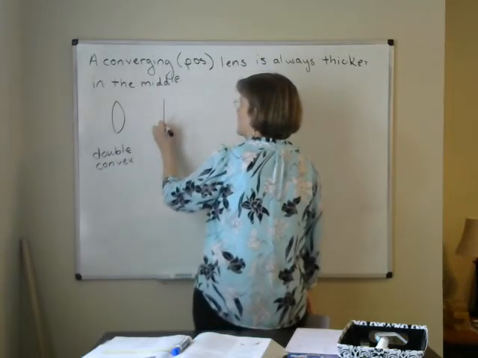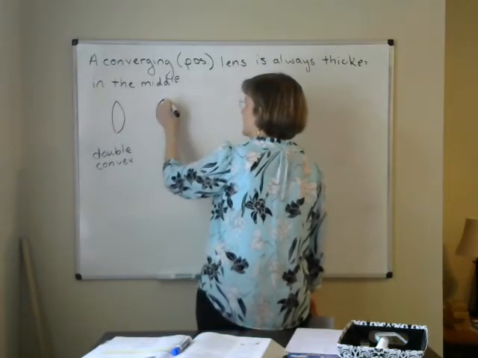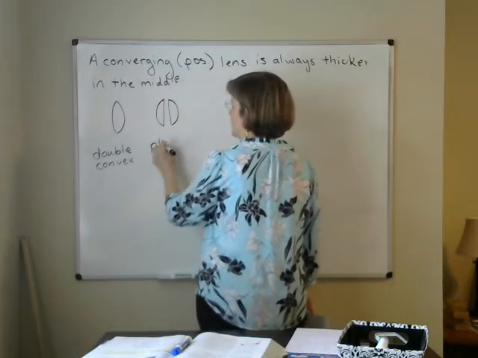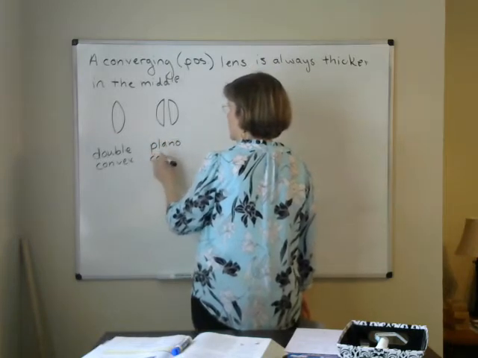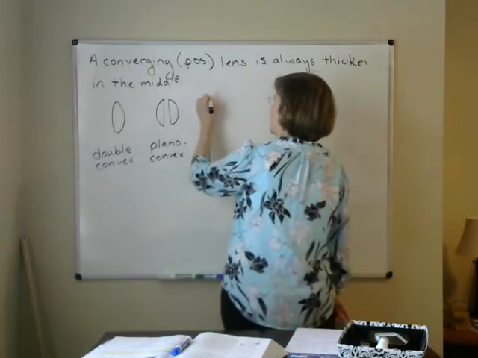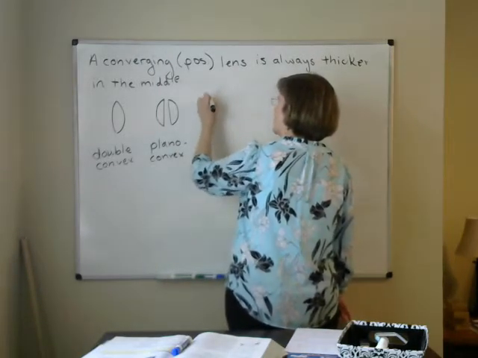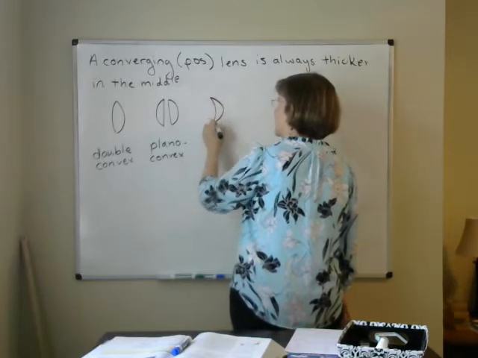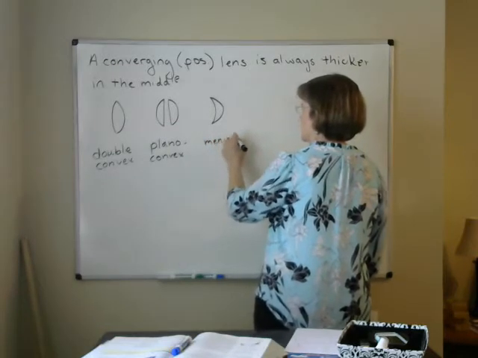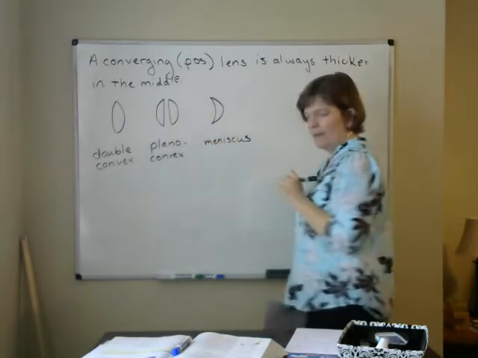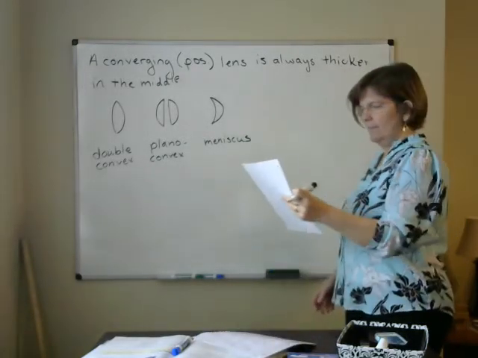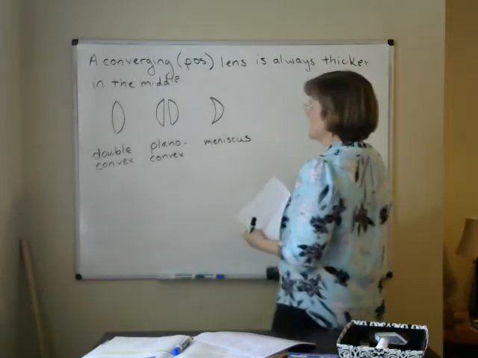They can have it where one side is flat and the other side is curved. It doesn't matter which way we put it. Well, one side's flat. That's called a plano-convex. I kind of think that's hyphenated. Or we can actually have it where both surfaces are curved, but it's still thicker in the middle, and that's called a meniscus. I hope I spelled that right. Okay. So those are the different types of names.